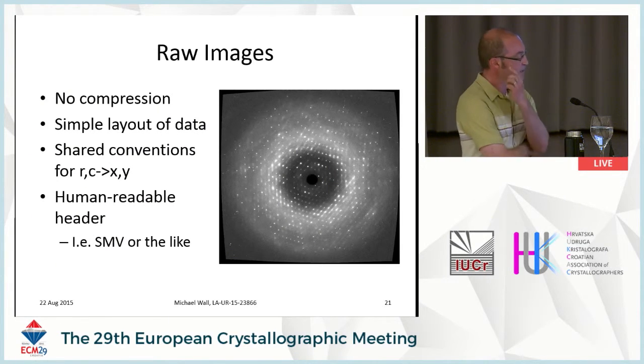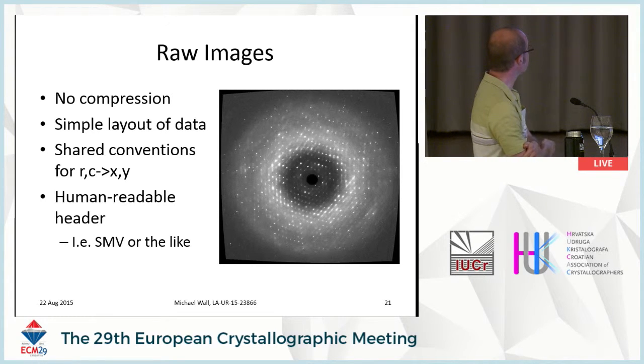So thinking about the metadata aspect, I won't dwell on the raw images, but from my perspective in developing these new methods, it's very nice to be able to just pull out of a repository, not necessarily deposit in a repository in this form, but in a form that I'd like it to come out in: without compression, simple layout of the data, human-readable header. These are handy just for the way that I like to look at the data.